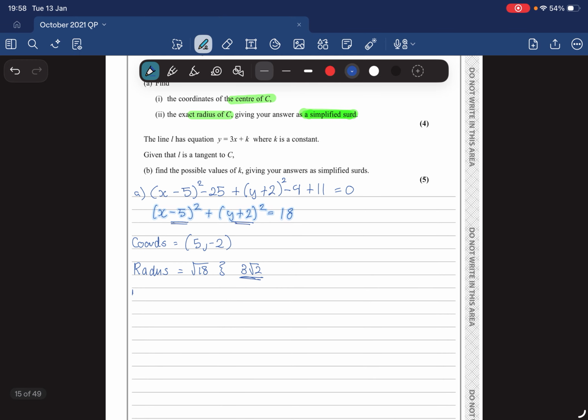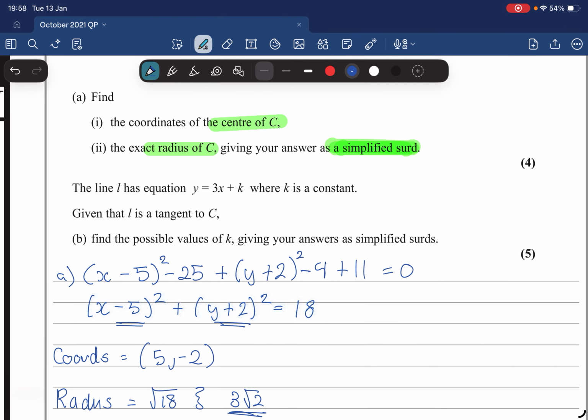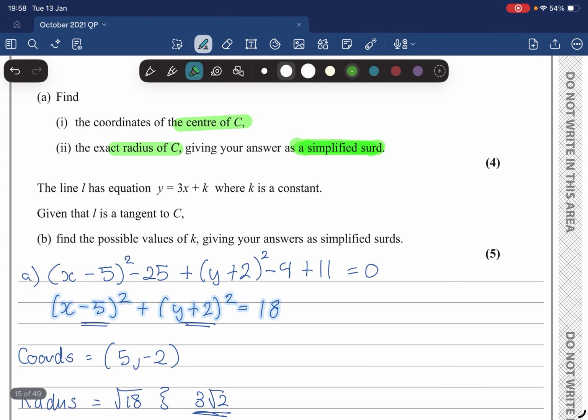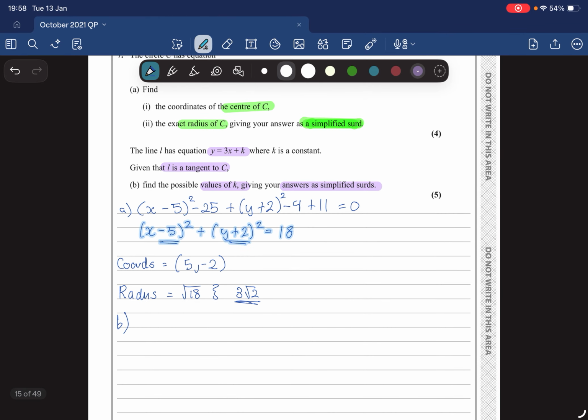Question number B. Now this is the tricky one. I'm going to change the highlighter. It's telling us that line L has the equation y equals 3x plus k. Given that the line is a tangent to C, find the possible values for k, giving your answer as a simplified surd. Okay, this is nice. Wouldn't be too scared about it.